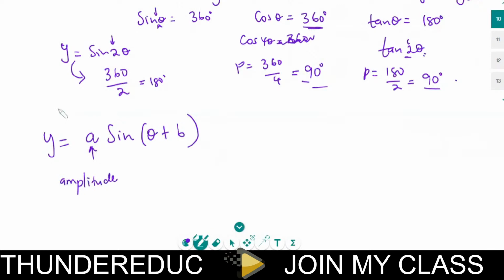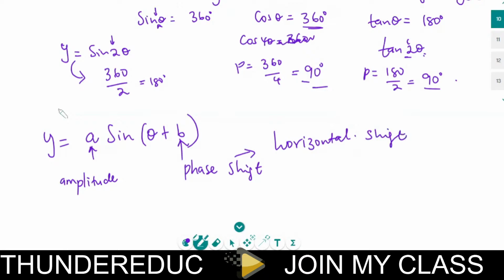And then this might be the normal angle, and this b represents the phase angle, which is like the phase shift. So a phase shift is basically a horizontal shift where the graph is moved horizontally along the x-axis. It could be to the right or to the left.